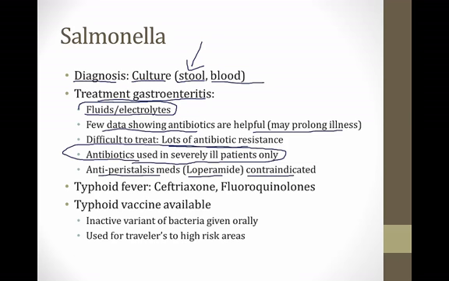If you have typhoid fever, this is treated with antibiotics. It's also difficult to treat due to a lot of resistance, but some of the antibiotics that are often used are ceftriaxone and fluoroquinolones, and these are drugs you would think of for treating gram-negative bacteria. And then finally, there is a vaccine for the typhoid version of Salmonella. It's an inactive variant of the bacteria that's given orally, and it's given to people who are traveling to areas where there's a high risk of getting typhoid fever.